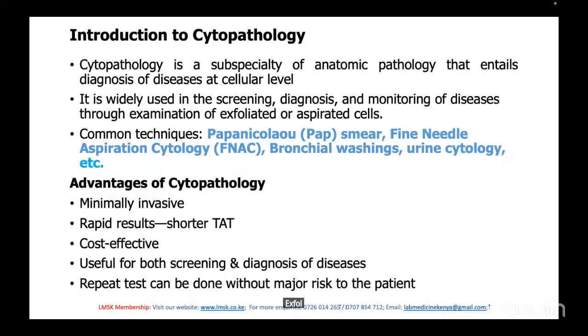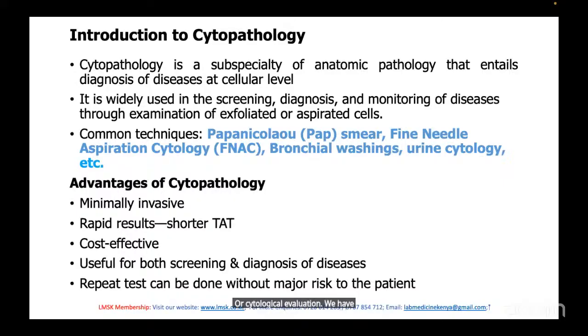Exfoliated cells are those cells that are obtained through a natural or spontaneous process whereby the cells shed into the body cavities. Aspirated cells are obtained when a surgical or clinical procedure is done. For example, if a patient is having a swollen lymph node, an aspiration is done, which is a fine needle aspirate of the lymph node, and we are able to collect cells for cytological evaluation.